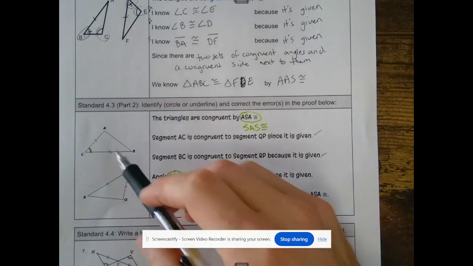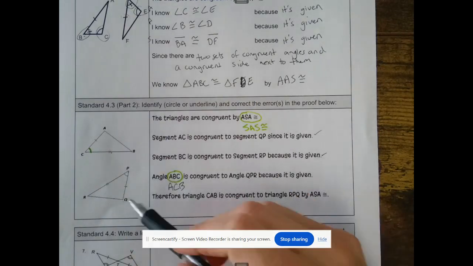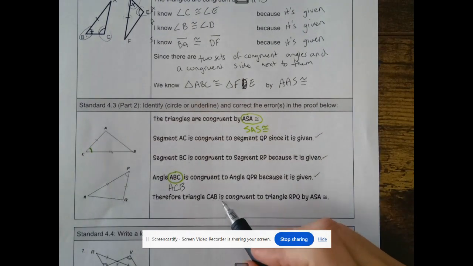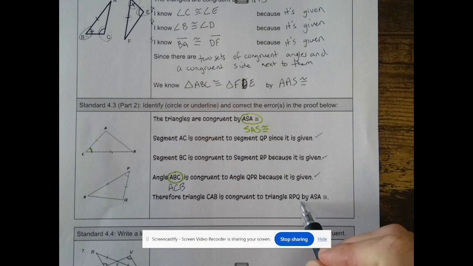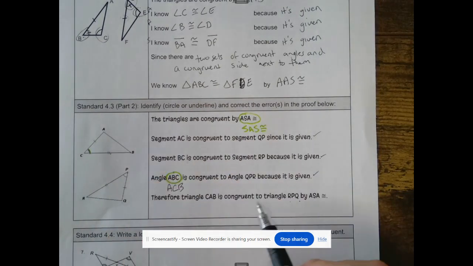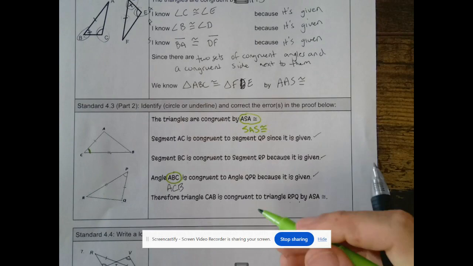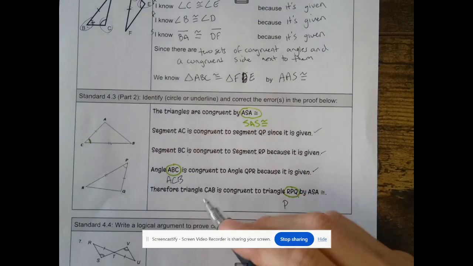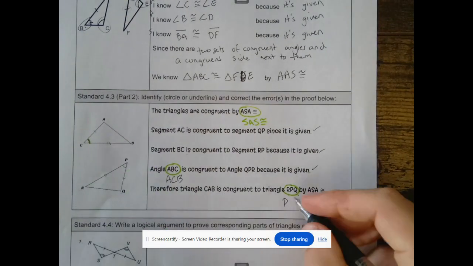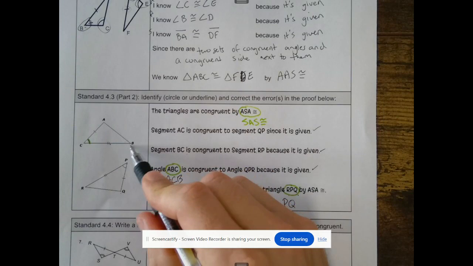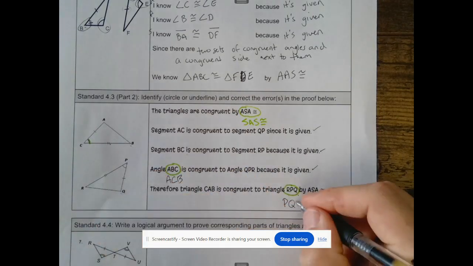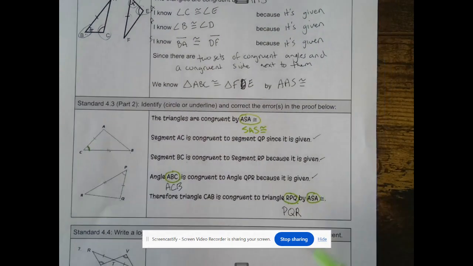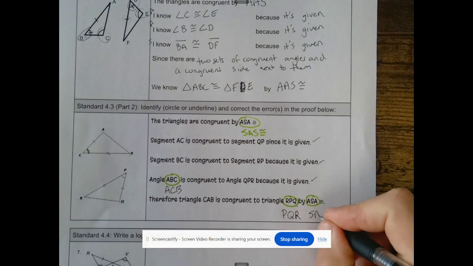Is that right? Does AC go with QP? It does, because it is given. That's true. Therefore, triangle CAB is congruent to triangle RPQ. Now, does that line up? C doesn't correspond to R. C corresponds to P. So we need to change this to be P. A corresponds to Q. And B corresponds to R. So PQR. And then we knew angle, side, angle was not correct. So we're going to change this to be side, angle, side congruence.